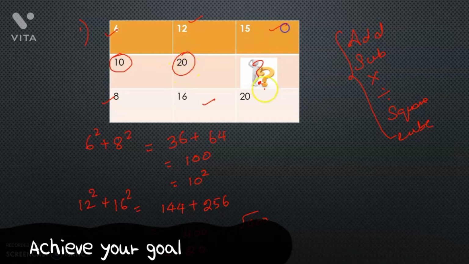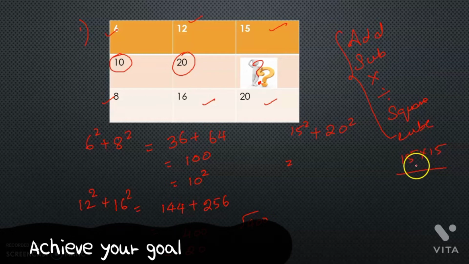Now we can similarly find the third one. It is 15 square plus 20 square. So what is 15 square? 15 into 15. How will you find it? Here I am going to tell you a shortcut. I think most of you will know this. For those friends who don't know the shortcut for finding 15 into 15, 25 into 25 and so on, I will tell you.